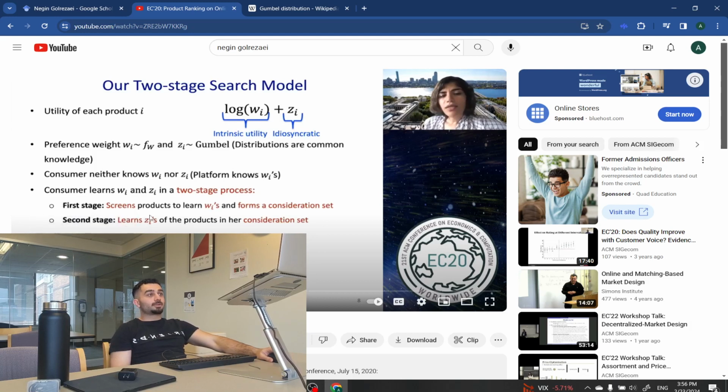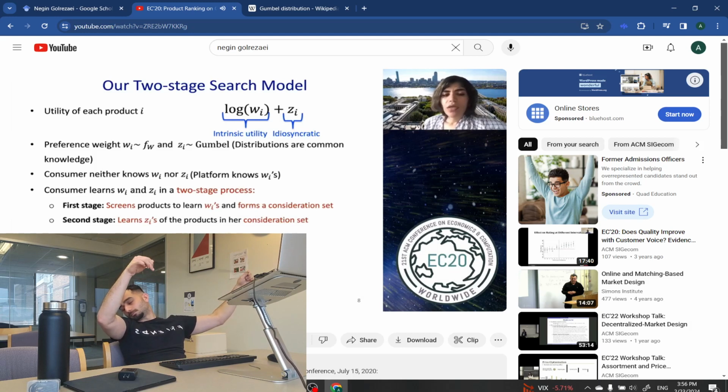First stage: the consumer screens products to learn WI and forms a consideration set. There is only one consumer. Second stage: she learns ZI of the products in her consideration set. What is a ZI of a product? I don't know. Learn about WI and ZI in a two-stage process.